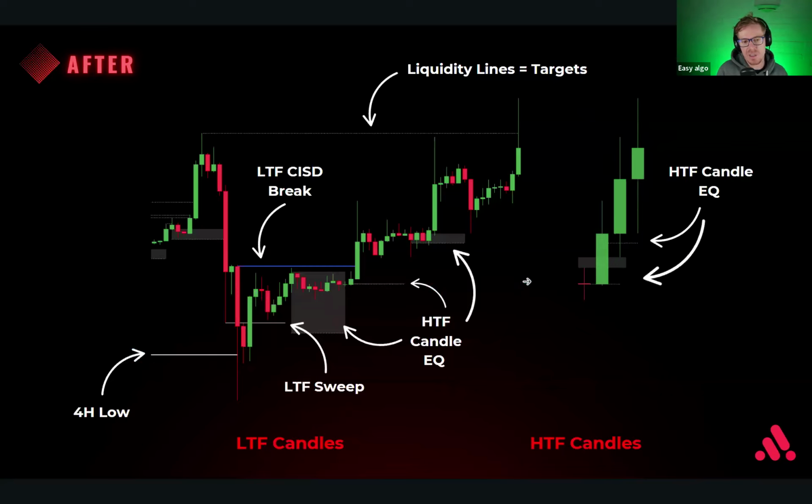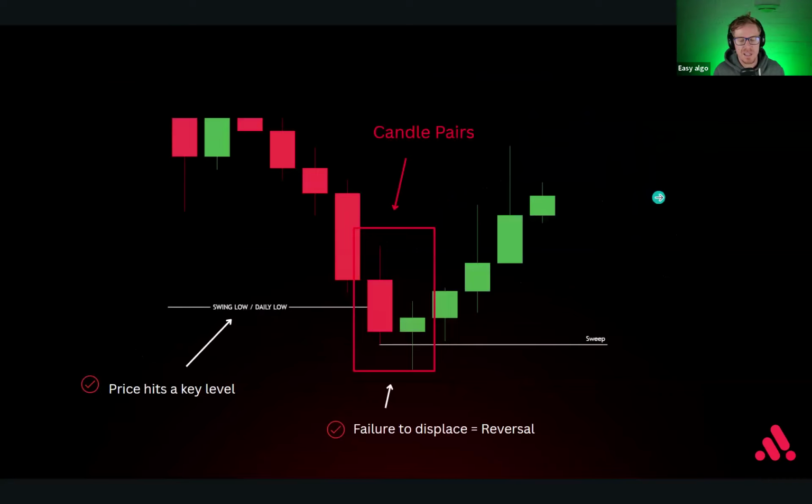But the key to this, we've given so much of the automation to make this as simple as possible. But the key to your success is really going to be in understanding how to use the higher time frame with the lower time frame so that you can find trades that are in alignment with the higher time frame.